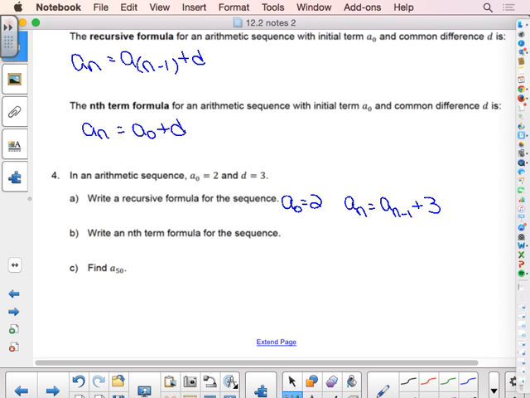Then B asks for an nth term formula. So remember that general form is going to be a sub n is equal to a sub 0 plus n times d. So this formula will be a sub n is equal to 2 plus 3n.